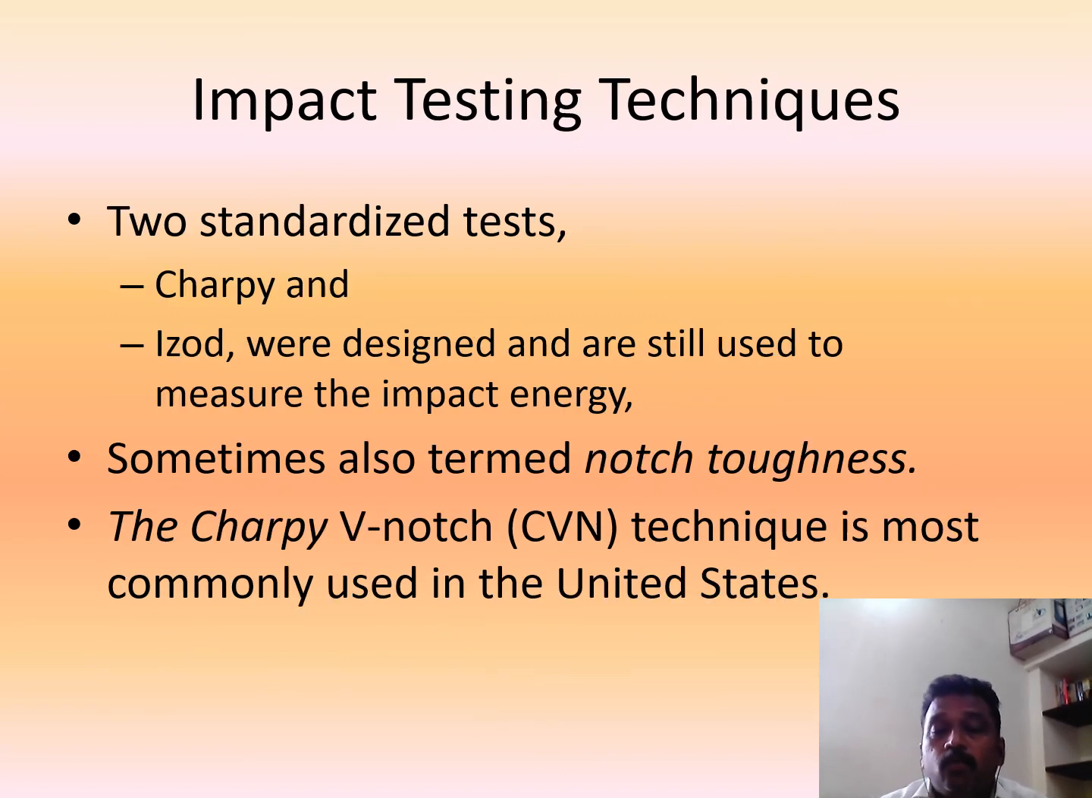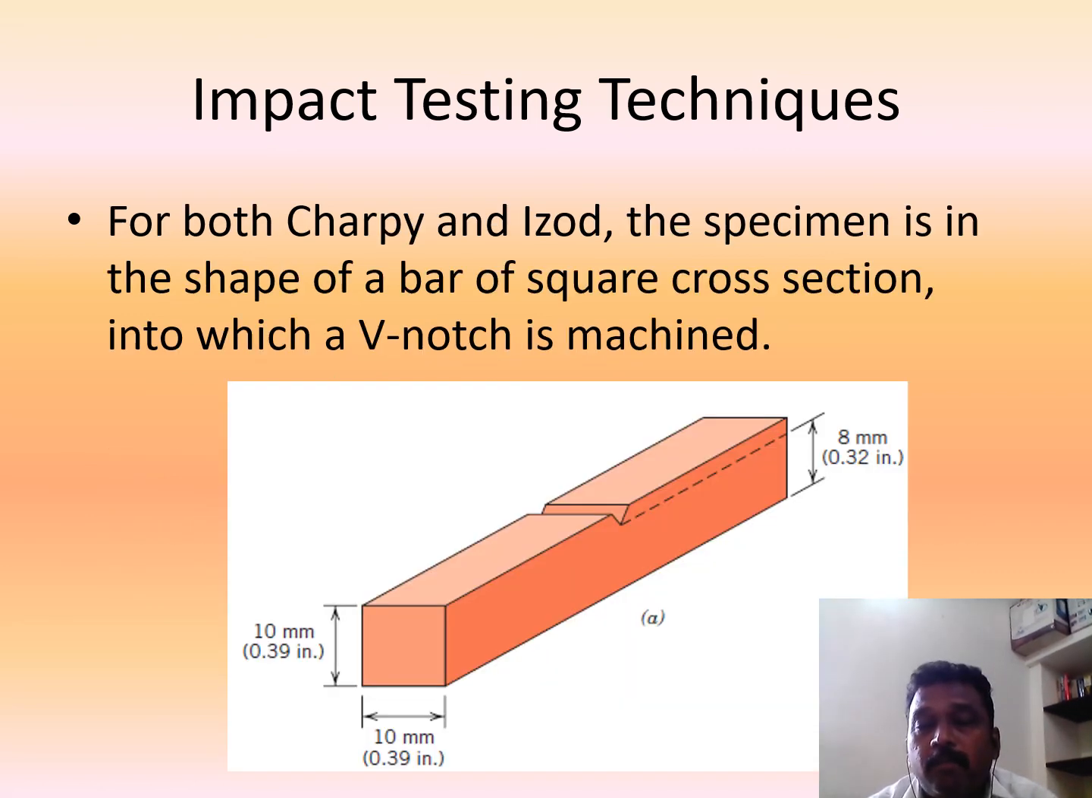There are two standard tests available. One is the Charpy impact test, and the other is the Izod impact test, which are used to measure the impact energy. Sometimes they are also called notch toughness because you are creating a notch on the specimen before carrying out the test. The Charpy V-notch, CVN, is the most commonly used in the United States, and Izod we also use sometimes.